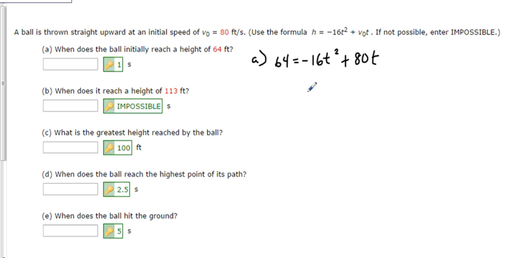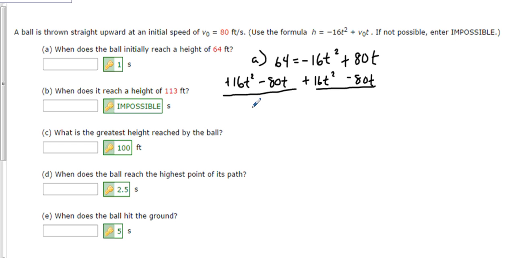First thing we want to do is get it in general form and get one side equal to 0. So we'd like to make sure that this negative is a positive, so we want to move this term to the left, and we also want to move the 80t to the left. How we're going to accomplish this is by adding 16t squared to both sides of the equation and subtracting 80t from both sides of the equation.